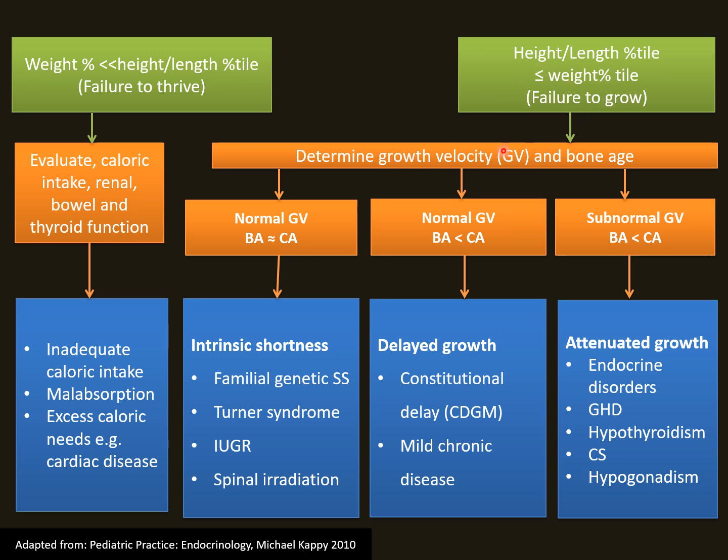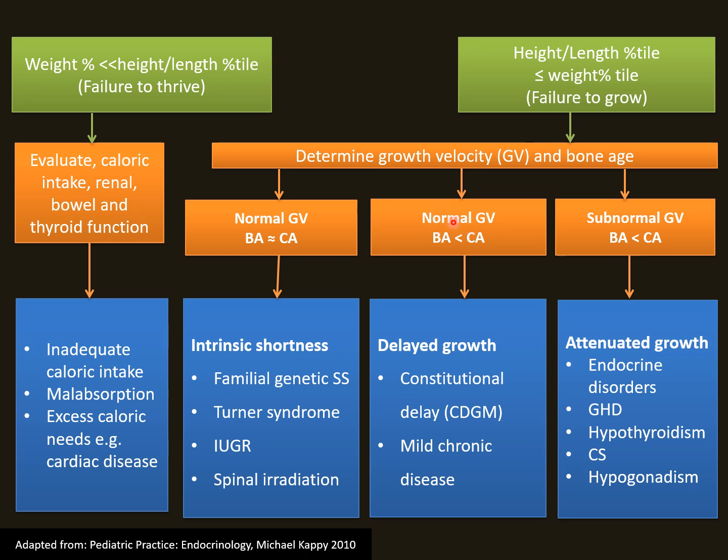You need to determine the growth velocity, and we learned that in the previous slide. Growth velocity and bone age. So if you have normal growth velocity and the bone age more or less equal to the chronological age, it means no bone age delay, you are dealing with intrinsic shortness. For example, familial genetic short stature. In this case, you will see the predicted height very similar to or close to the mid-parental height. If the predicted height is much less than the mid-parental height, you should expect Turner syndrome in this case. Also possible causes are IUGR and spinal irradiation.